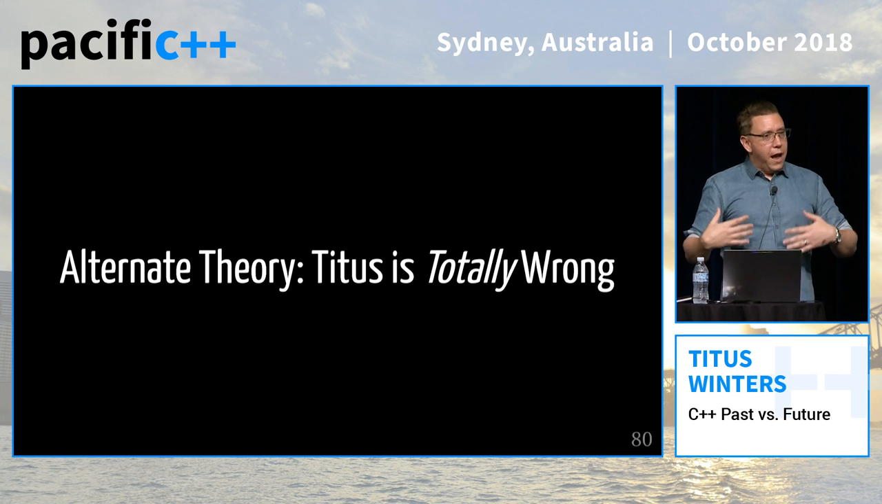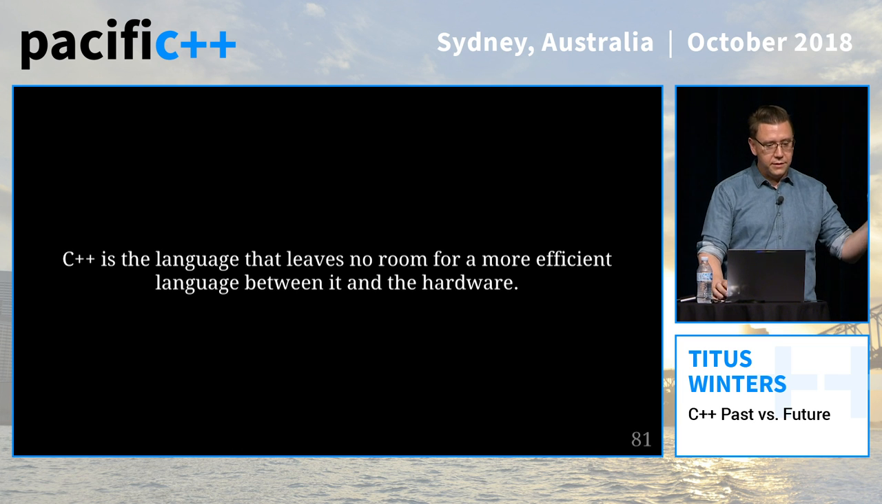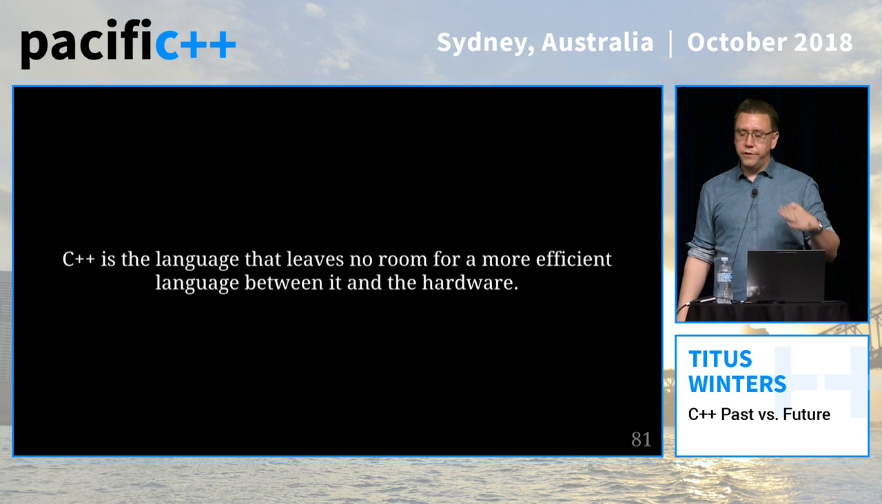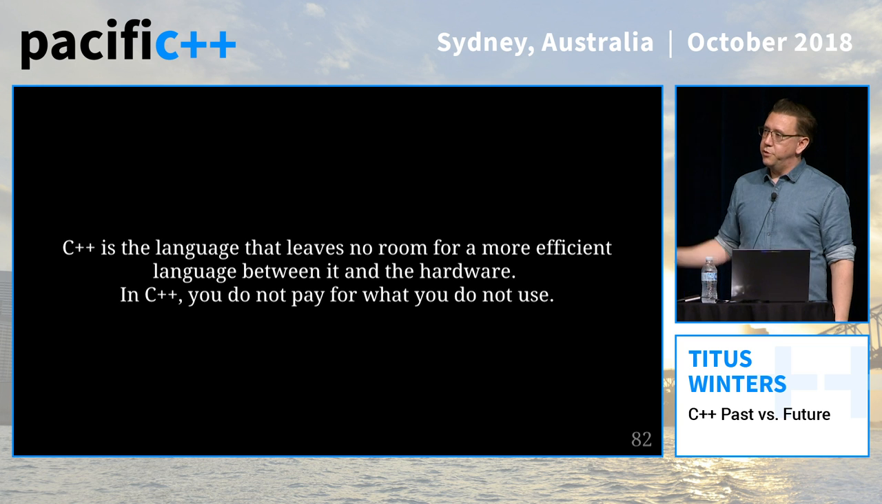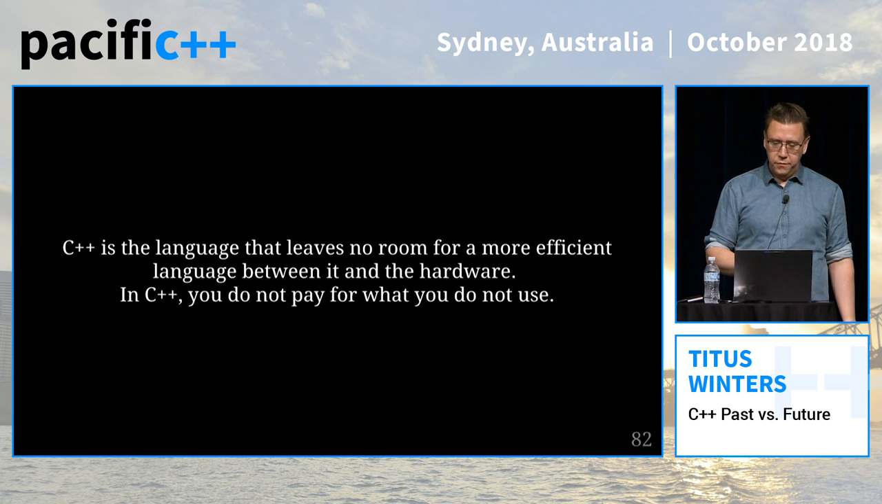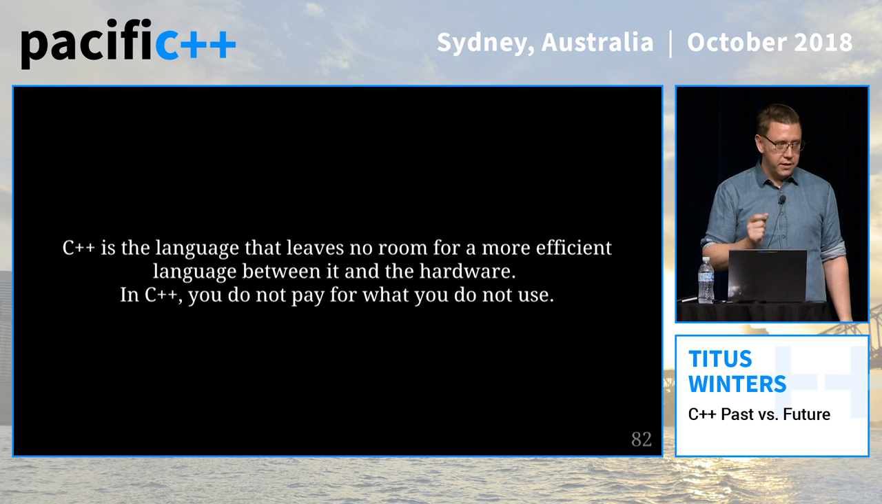Another simpler, maybe more abstract, maybe more punchy way to look at all of this is to look at the slogans and sayings on both sides. We can first ask, what is C++ about? The majority of answers, the things that I've already seen talked about at this conference, are: C++ is the language that leaves no room for a more efficient language between it and the hardware. In C++, you do not pay for what you do not use. In some respects, these are saying the same thing, but both phrasings of it are important. I believe in these things.